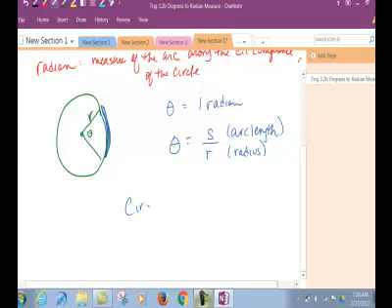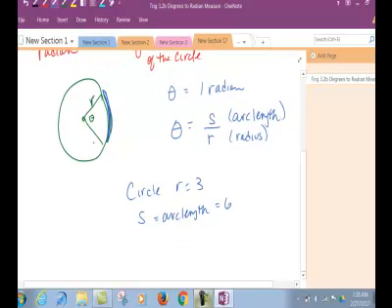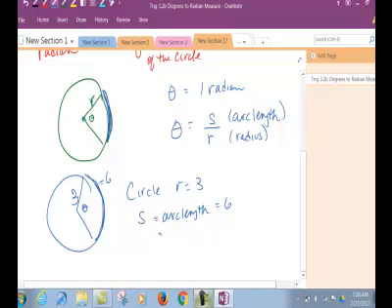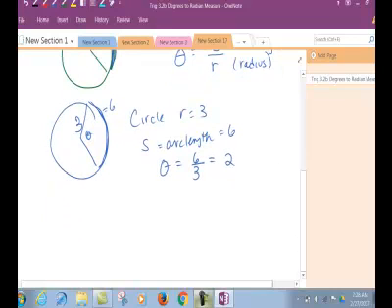Let me do a quick example of what I'm talking about here. Let's say I have a circle and the radius is equal to 3, and s, the arc length, is equal to 6. So I have a different theta where the arc length is 6. The radius is 3, and so theta will be the arc length divided by the radius measure, and so theta is 2.